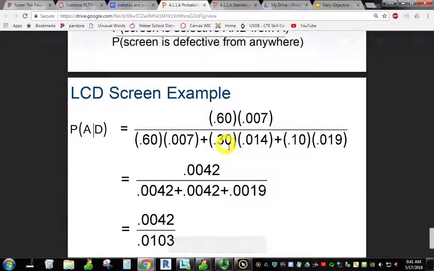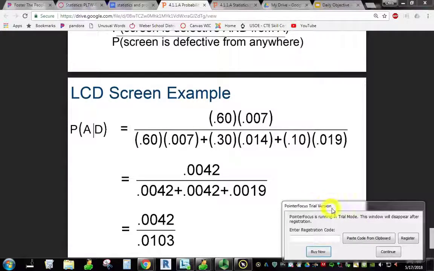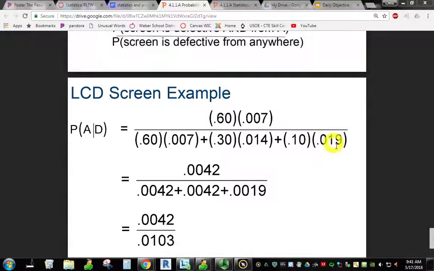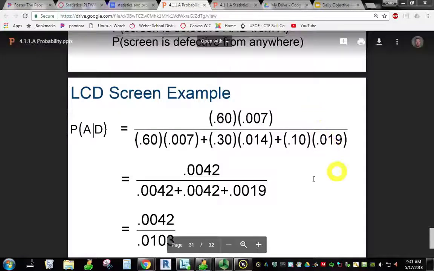30% came from, excuse me, B. 30% came from B. 1.4% of them were defective. Plus 10%, or 0.10, came from C. Times 1.9% of them, or 0.019, were defective from C. That's it. So it looks a little goofy, but you just have to understand what the variables mean, and then it's pretty straightforward. Make sure you're showing your work, and you should get, looks like about 40%.